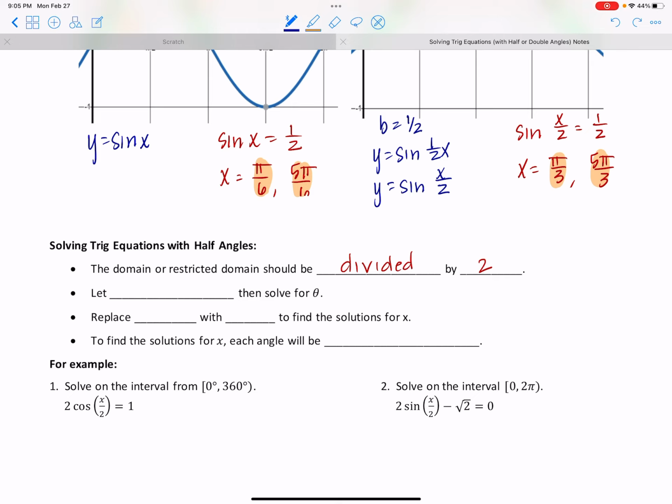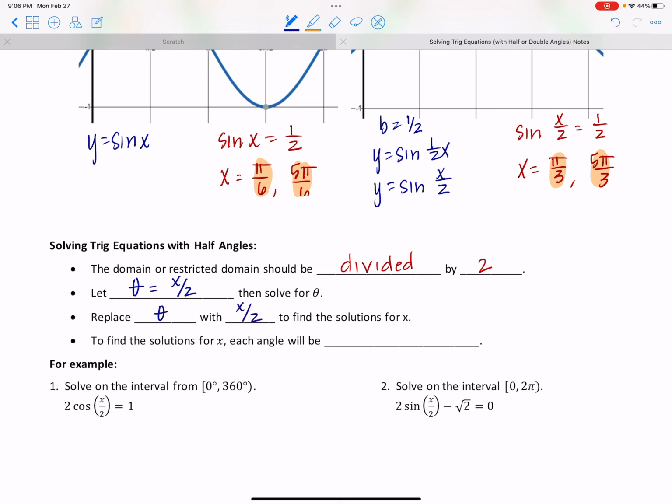We're going to let theta equal x over 2. So we're going to replace the half angle in our equation with the theta, and then it's going to look like a normal equation. And let's just solve it for theta like we normally solve. And then once we've solved for theta, but that's not really what we're trying to solve for, so then we will replace theta with what it replaced. So we'll go back and replace the theta with the x over 2 that it replaced.